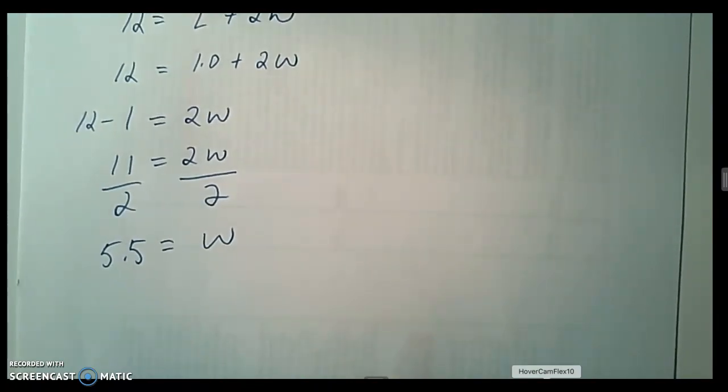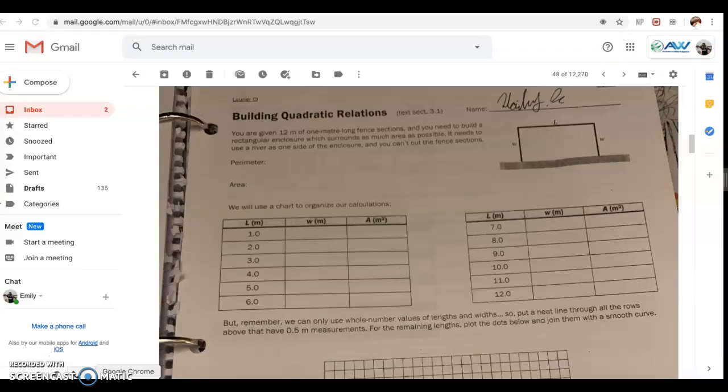Okay, so then when I'm filling in my table, I go back to my table, I put 5.5 here, and then I can use my area formula to calculate my area. This one's pretty easy. 1 times 5.5 would give me an area of 5.5.